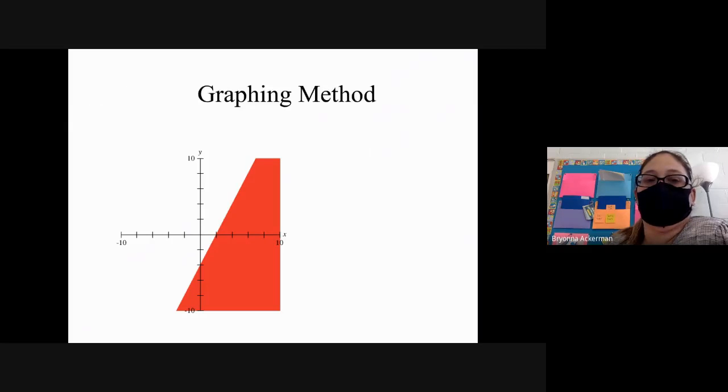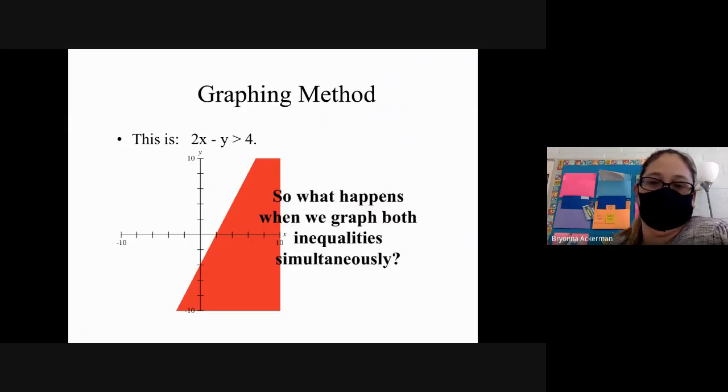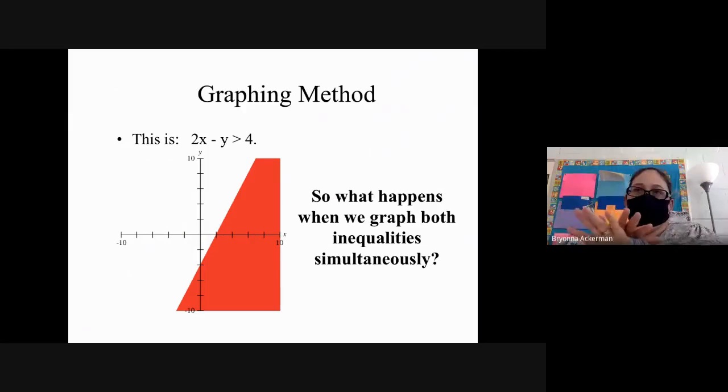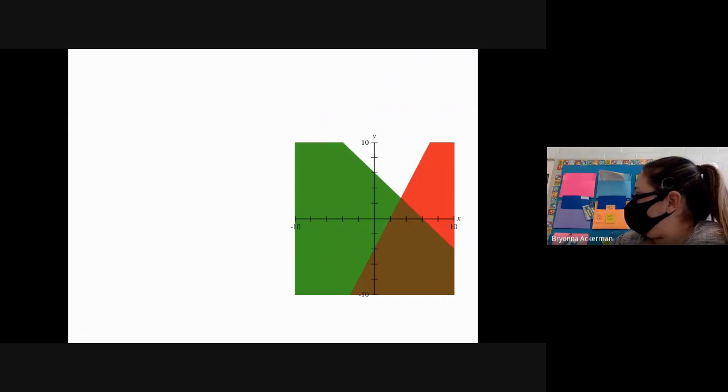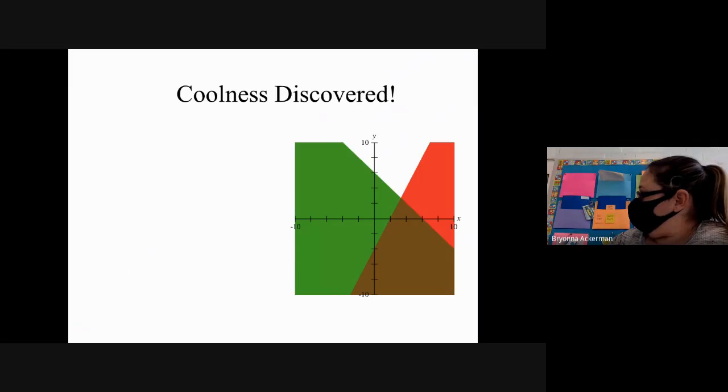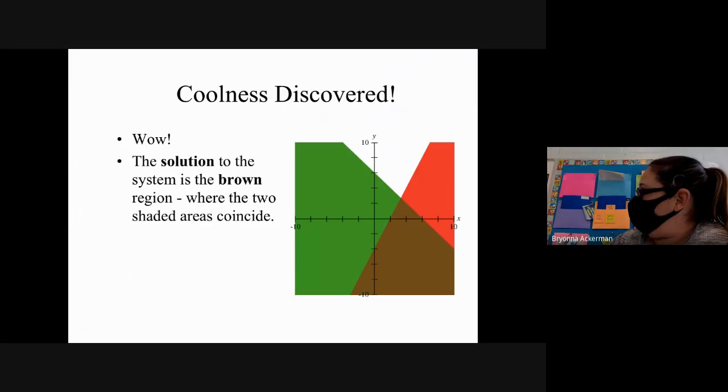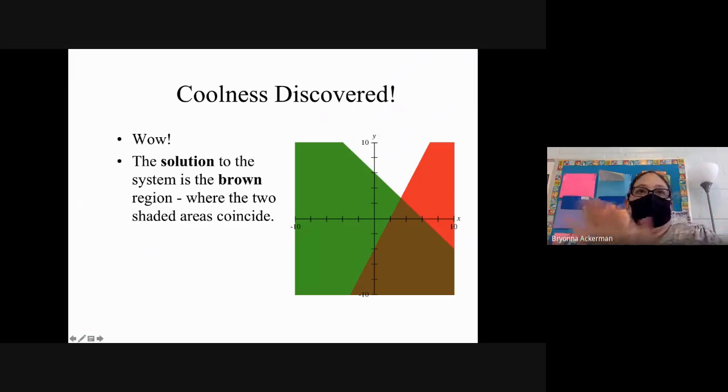So what happens, though, if I take the two graphs and I put them on top of each other? Right? So if I would have graphed them on the same graph rather than separate, I would get this. And so where the brown region is, those are where the two shaded areas were on top of each other. It's where the green and the red went on top of each other, right? And so it became brown on this screen. That brown area are all the solutions that work. Those are all the answers.